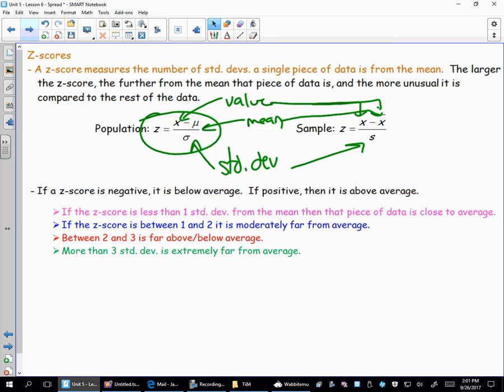And some general rules: if you're less than 1 standard deviation from the mean, you're real close to average, hardly any different from average. If you are between 1 and 2, you're moderately far from average. You're a little bit better, a little bit worse. 2 and 3 is pretty far above average. It's unusual to get 2 to 3. And if you're more than 3 standard deviations, that's extremely far from average. You'll rarely see more than 3 standard deviations. It's very, very unlikely.